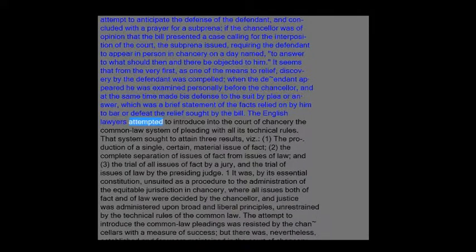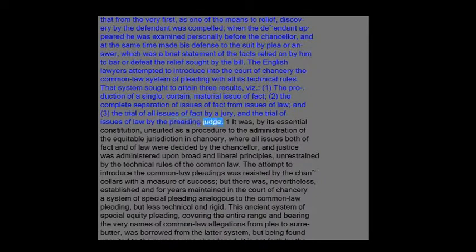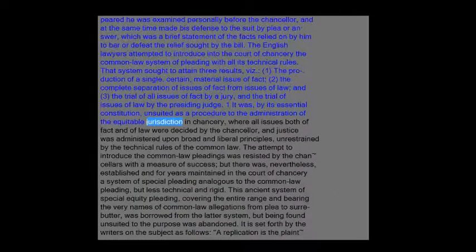The English lawyers attempted to introduce into the Court of Chancery the common law system of pleading with all its technical rules. That system sought to attain three results, namely: 1. The production of a single certain material issue of fact; 2. The complete separation of issues of fact from issues of law; and 3. The trial of all issues of fact by a jury, and the trial of issues of law by the presiding judge.